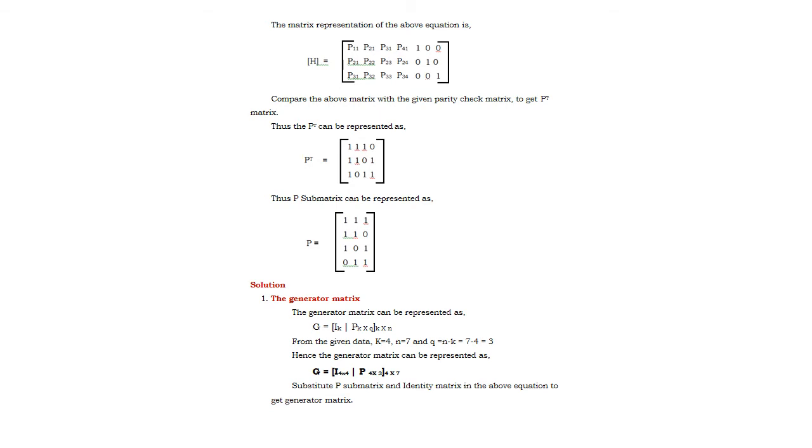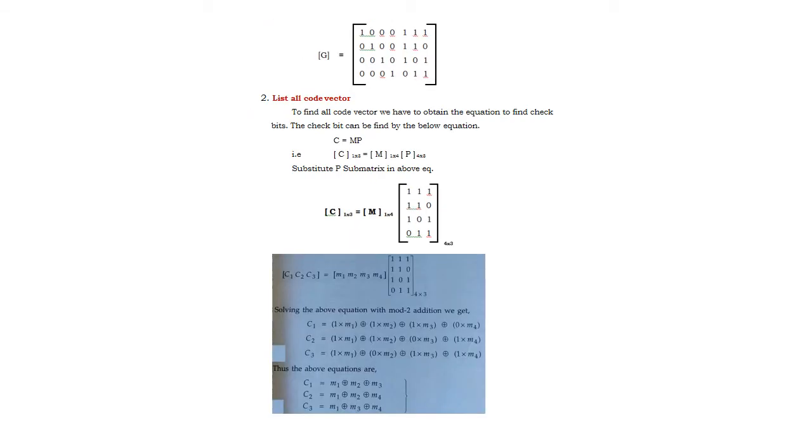From the given data, K is equal to 4, N is equal to 7, and Q is equal to N minus K, which is 7 minus 4, equal to 3. So hence the generator matrix can be represented as G is equal to [I 4 cross 4, P 4 cross 3], 4 cross 7. So substitute the P submatrix and identity matrix in the above equation to get the generator matrix. So that is G is equal to, likewise here we will get.